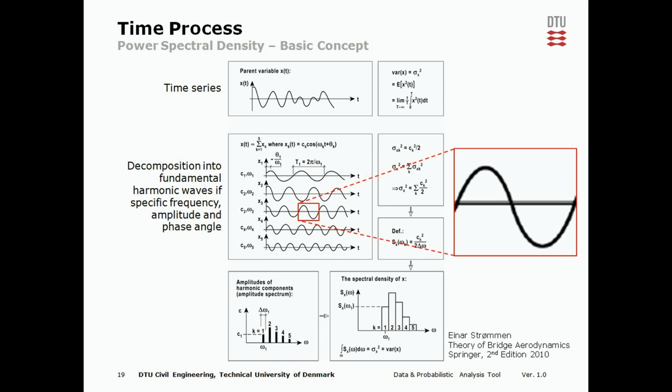And this relation is given in an amplitude spectrum, where we have the amplitude given for each individual frequency contribution. This amplitude spectrum can be translated into the power spectrum, the spectral density of our time process.